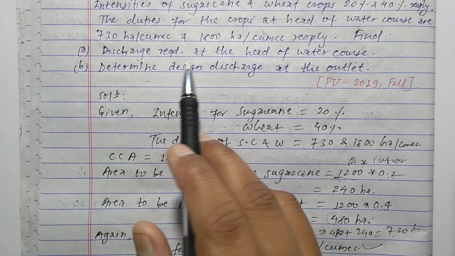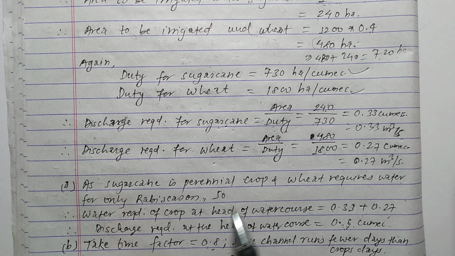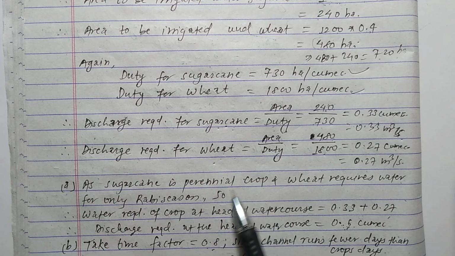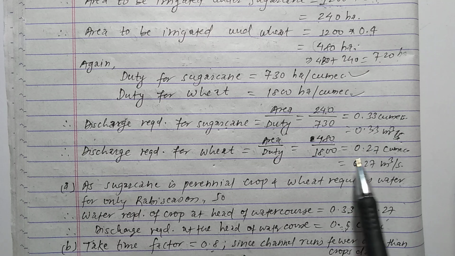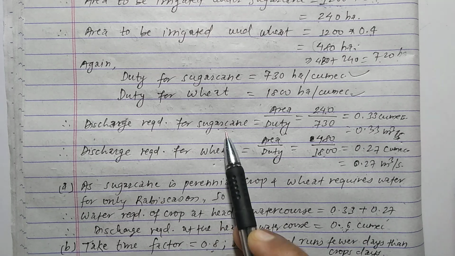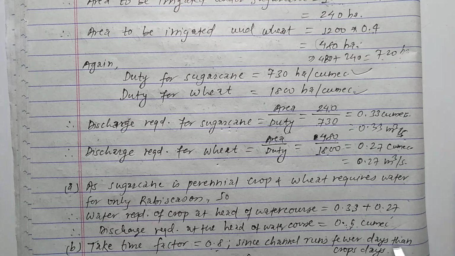You can see in the question, discharge required at the head of water course. As sugar cane is a perennial crop and wheat requires water only in the Rabi season, sugar cane requires water in both seasons. That's why we have to add this value. Water required for the crop at the head of the water course equals 0.33 plus 0.27. We have to add both these values, that is discharge of sugar cane and discharge of wheat. So discharge required at the head of water course equals 0.6 cumec.